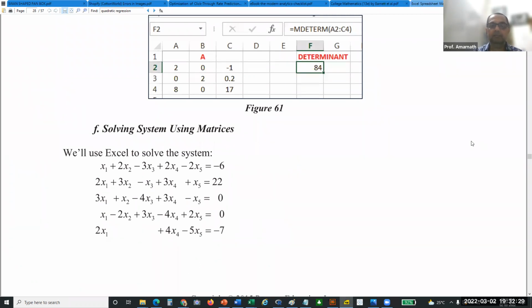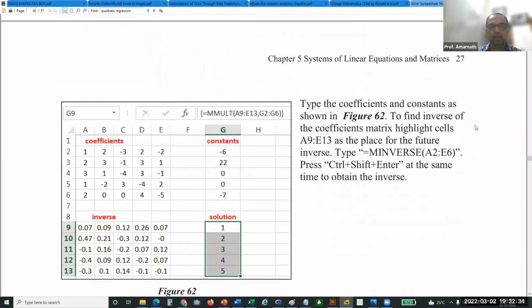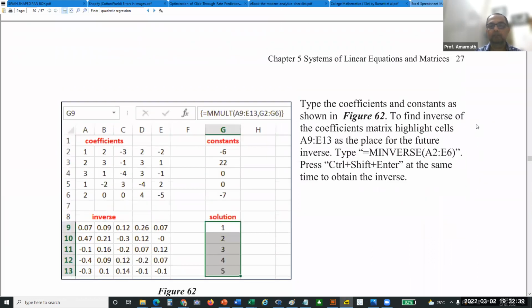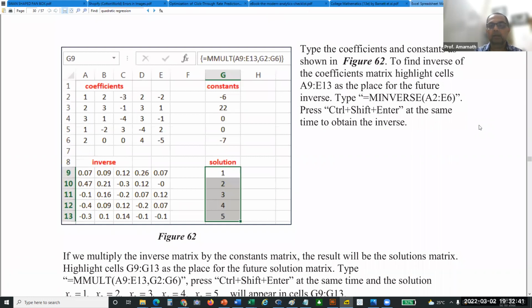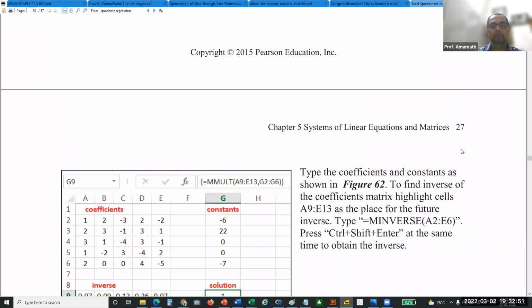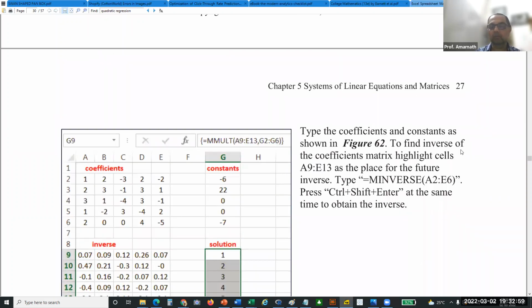So, solving a system using matrices, that's what we'll try to do. I think that's the whole thing I have. Let's see how best I can do it. I have some coefficients, the constants, the inverse, and the solution. I need to find the values of x1, x2, x3, x4, and x5, using this matrix multiplication.